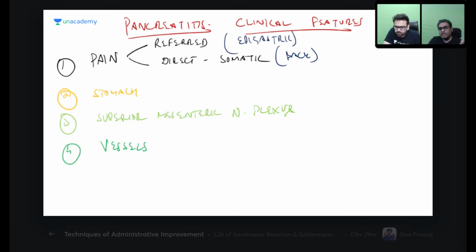Then the vessels. Now, not just the superior mesenteric artery. Think what were the various arteries. There was a splenic vein, there was portal vein, there was superior mesenteric vein, there was splenic artery also, there was renal veins. So there are a lot of veins and arteries behind the pancreas. So there could be thrombosis of the vessels also, not a big deal.